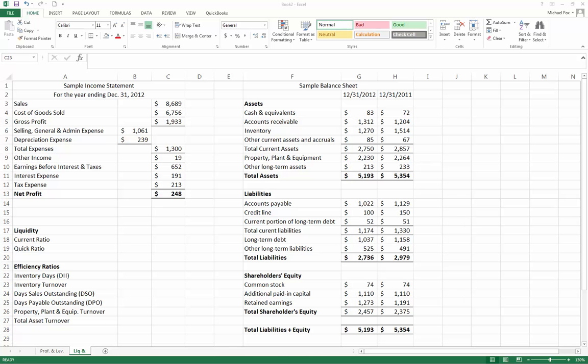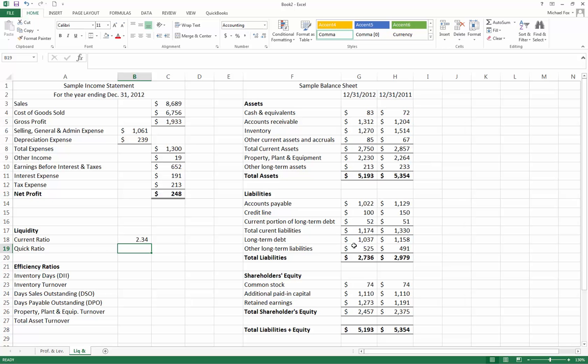So the current ratio is what it sounds like. It's current assets divided by current liabilities. So I'll show you. For 2012, our current assets would be our total current assets of 2750 divided by our total current liabilities of 1174, or 2.34. What does that mean? It means our current assets are 2.34 times greater than our current liabilities.